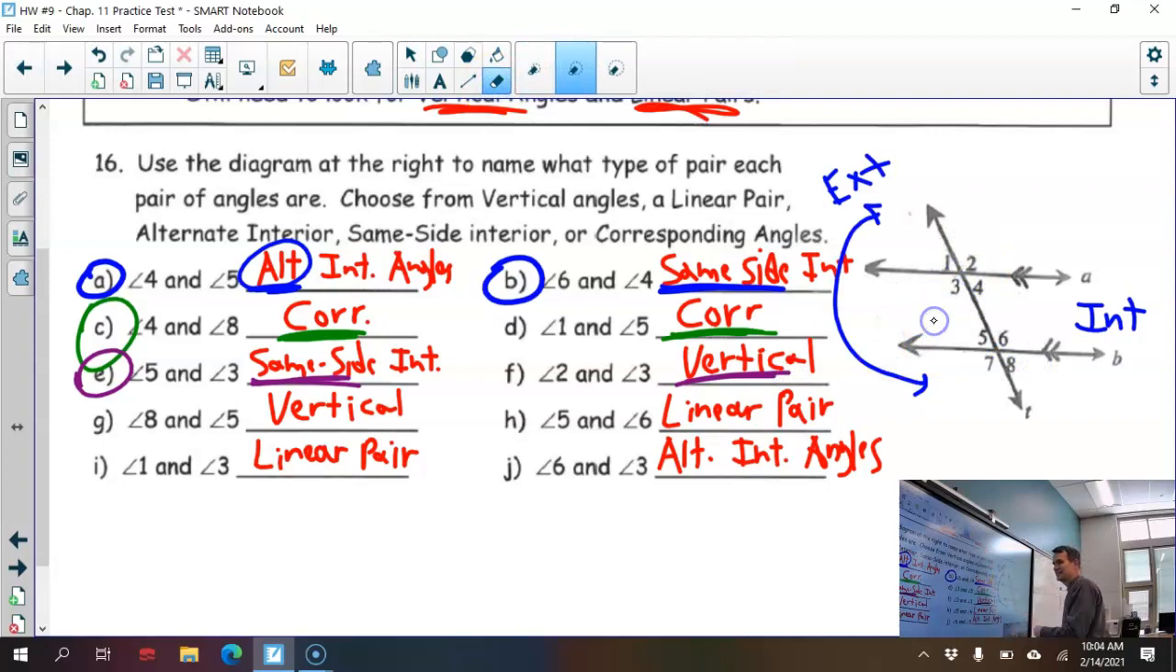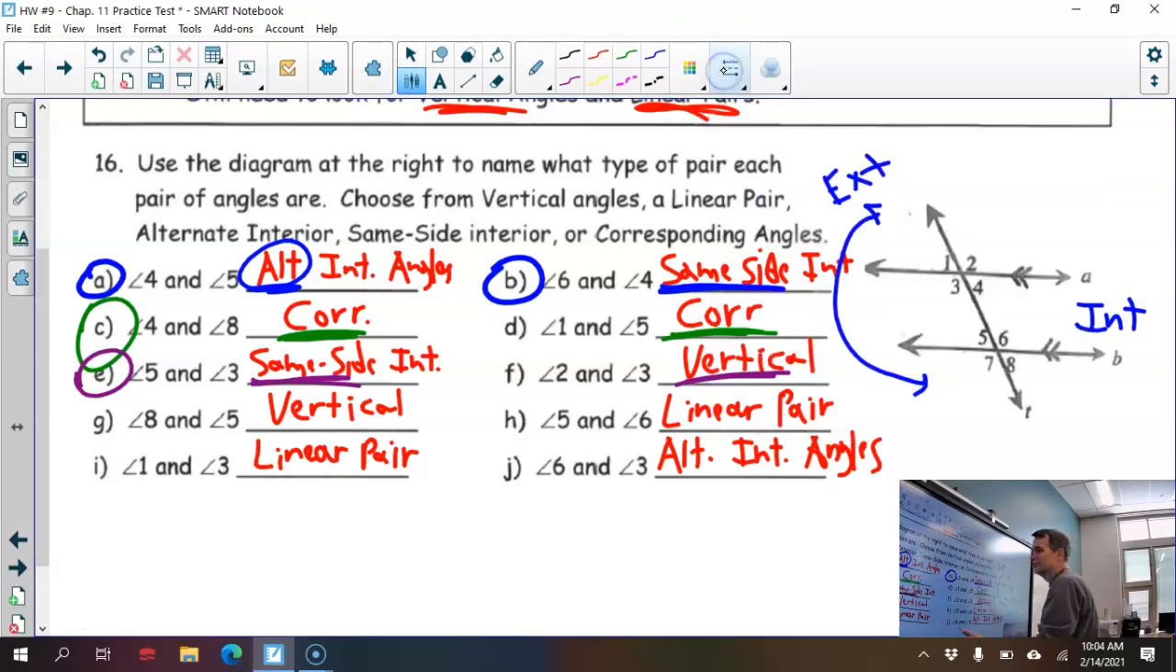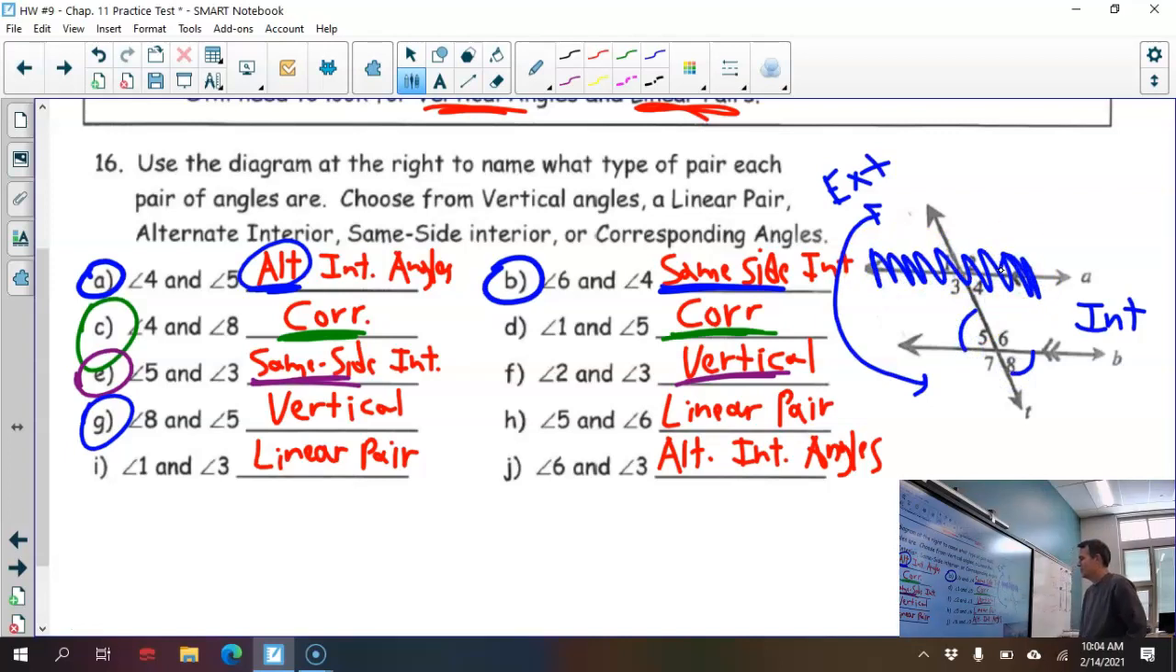All right, that brings us to letter G. Letter G, angle 8 and 5. So 8 and 5. Okay, that is not using this line. So that's only using 2 of the 3 lines. It's either vertical or a linear pair. And what did I say? 5 and 8. So those are vertical angles. They're on opposite sides of the 2 lines crossing, vertical angles.